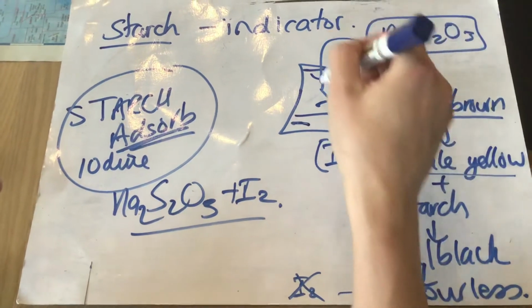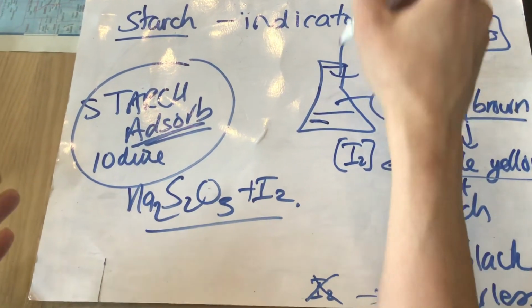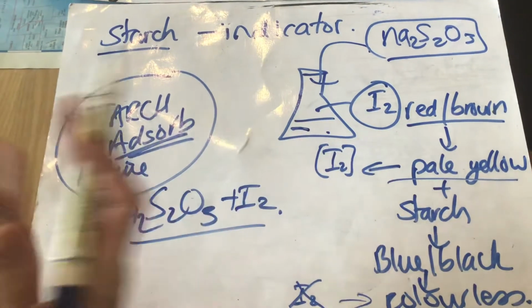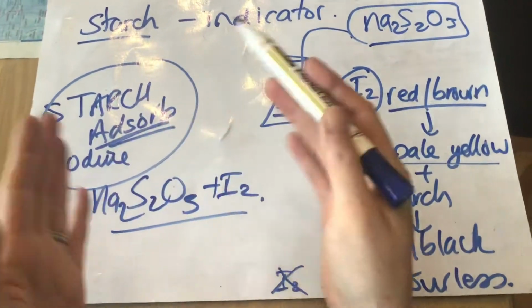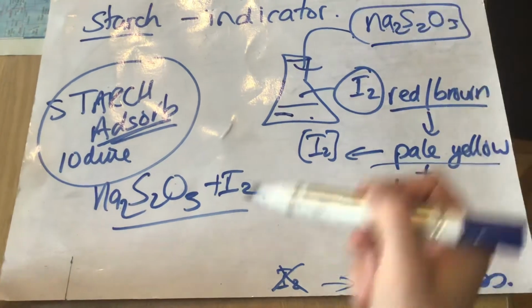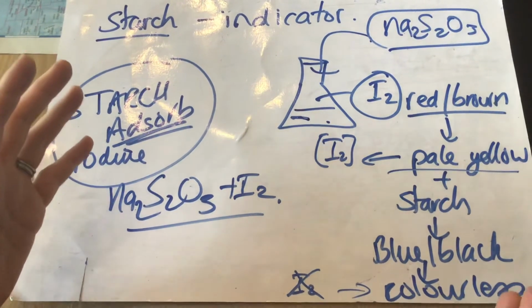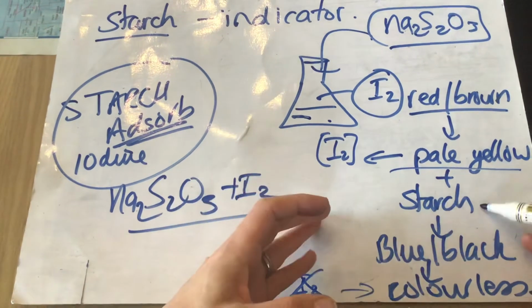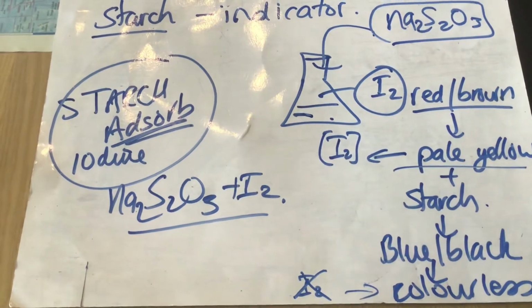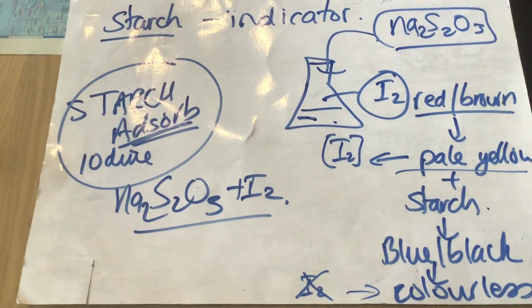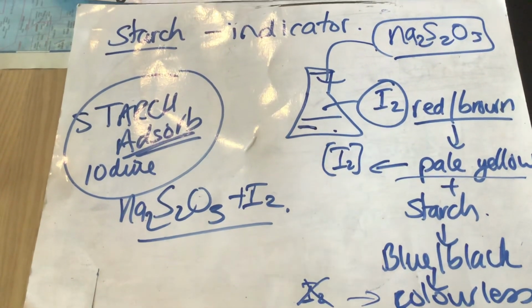So you want the volume of sodium thiosulfate going in to react with all of the iodine. You don't want starch bound to iodine, because if the starch has bound to iodine, the iodine won't be able to react with the sodium thiosulfate. So you wait until most of the iodine is gone. It's gone pale yellow. Then you add the starch. That will turn the remaining iodine blue-black, and then blue-black to colourless is your end point. It's a more accurate titration that way. Okay, thank you.